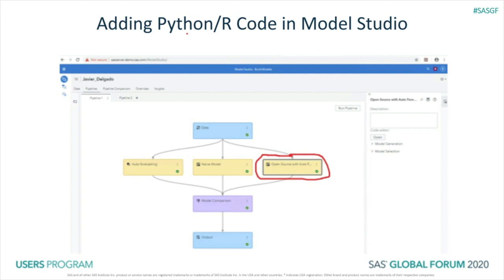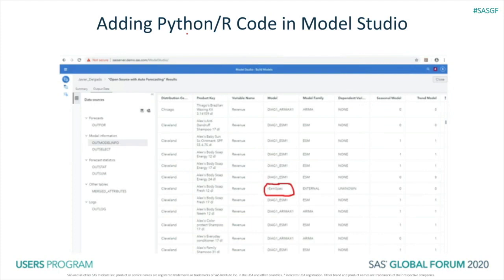In this case, for the screenshots I'm showing here, we used an R model, an R ARIMA model, as part of the automatic model selection. And you can see that it was actually used in some cases.